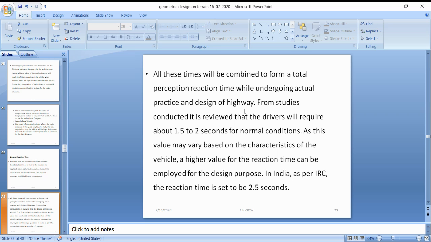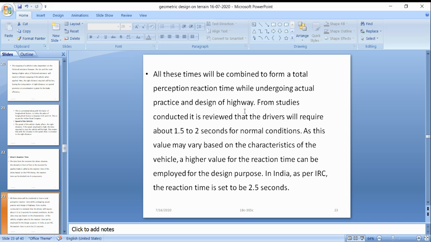So all this time will be combined to form a total perception reaction time while undergoing actual practice and design of highways. So the reaction time will be 1.5 to 2 seconds from the normal conditions. So for normal conditions, a person will react in between 1.5 to 2 seconds for applying the brake.